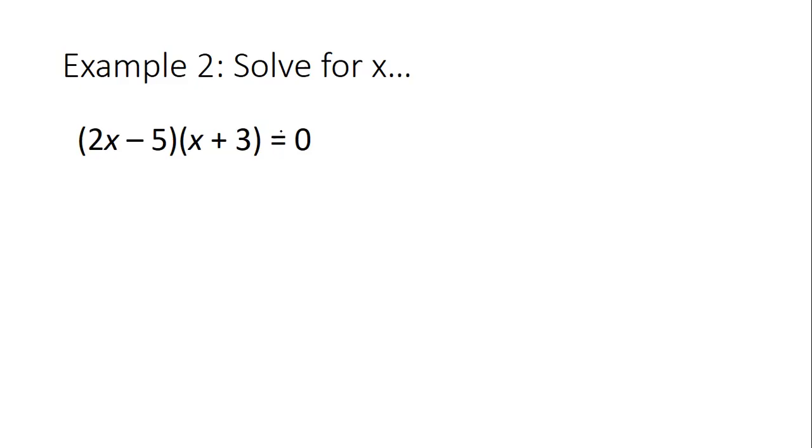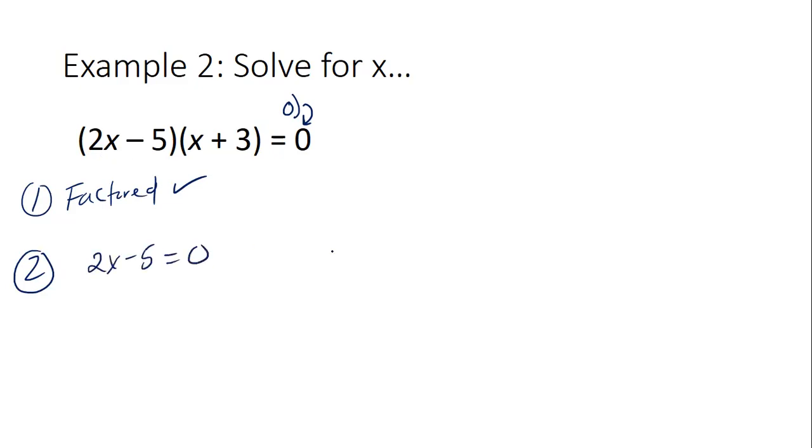All right, guys. So again, step 0 is that it needs to equal 0. Check. Step 1 is that it needs to be factored. Is it factored? Check. Step 2 is to separate and set equal to 0. So I'm going to separate the two factors. I have 2x minus 5 equals 0, and I have x plus 3 equals 0.